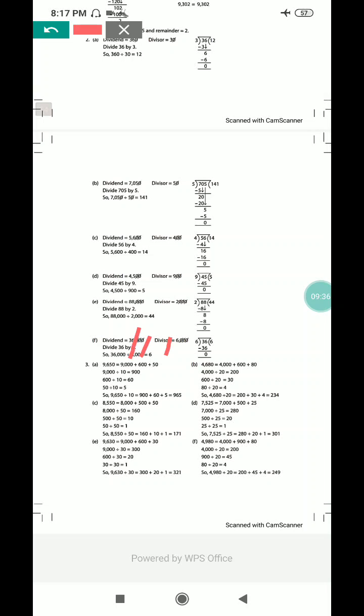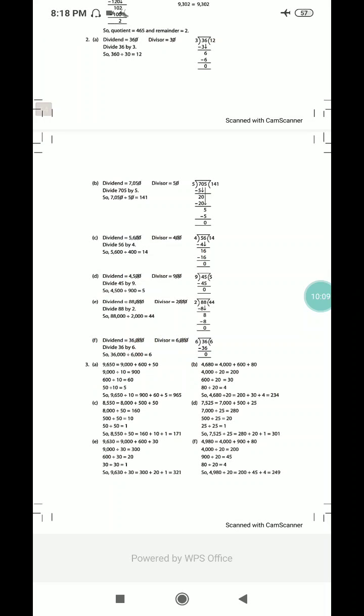So 9000 divided by 10 equals 900. 600 divided by 10 equals 60. 50 divided by 10 equals 5. So 9650 divided by 10 equals 900 plus 60 plus 5. So we will take these 900 plus 60 plus 5, and from here we have got that the quotient is 965.